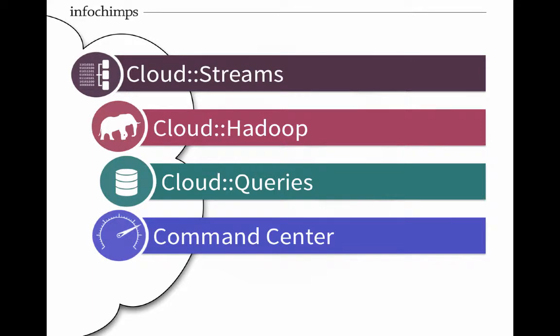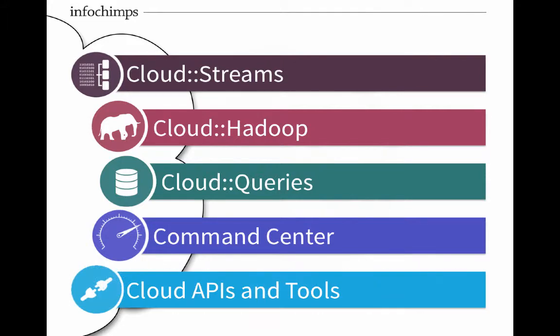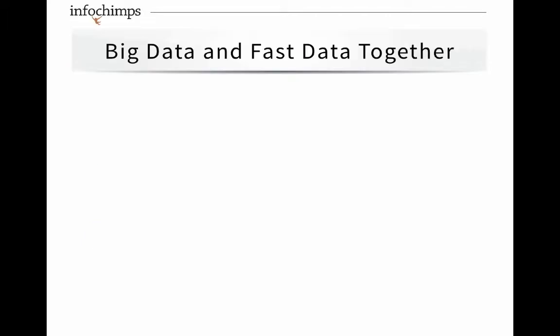Command Center, which provides real-time visibility and management of all Infochimps Cloud services, applications, and data flows. And our cloud APIs and tools, specifically Wukong and IronFan, the right tools for rapidly developing big data solutions. These components allow you to respond to all your analytic use cases in a single platform and in a unified way. Here's how that technology comes together.